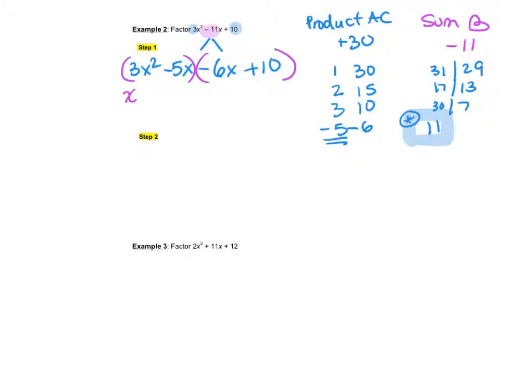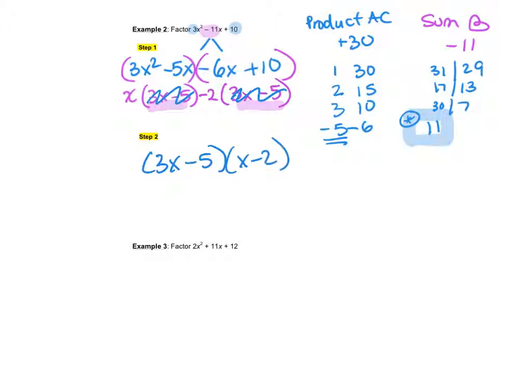I can factor only an x out of the first binomial. I'm left with 3x minus 5. There's a leading coefficient in the second binomial that is negative, so I factor out the greatest common factor of negative 2. And what am I left with if I factor it out? 3x minus 5. Now you've got the common factor of 3x minus 5 and the remaining binomial, when you factor that out, of x minus 2.